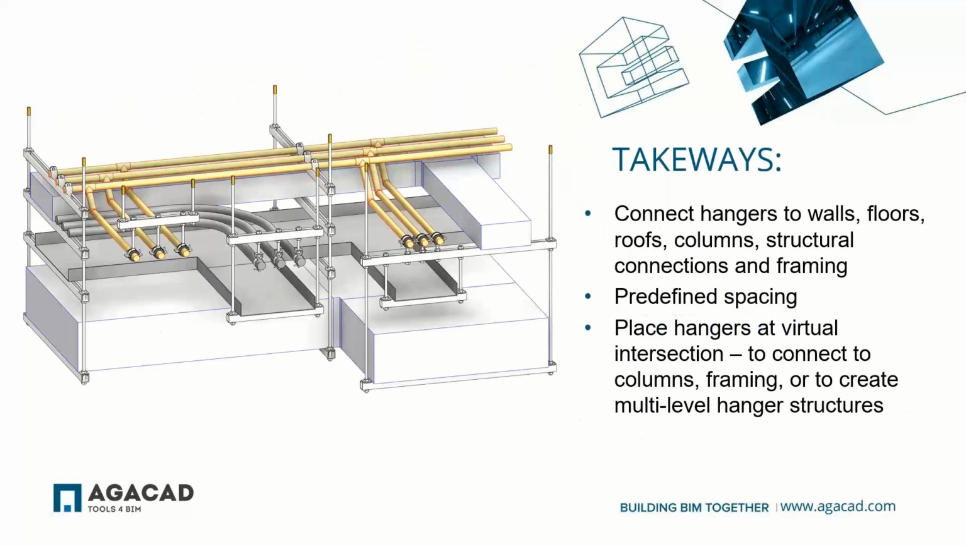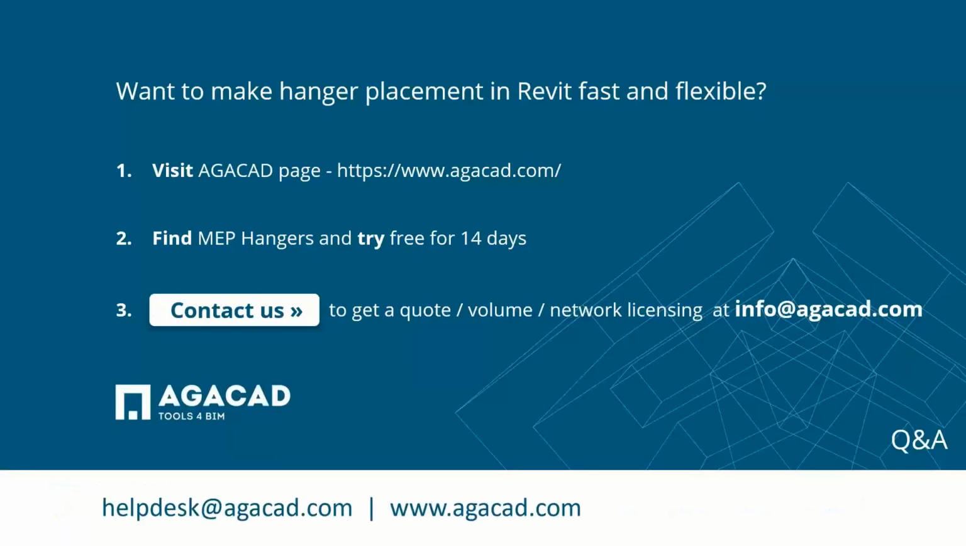As for the software, hangers and supports can connect to different structures. Hangers can be inserted by spacing rules or at virtual intersections with other elements. Usually that's columns or framing or other hangers. This allows you to create almost any multi-level hanger structure.